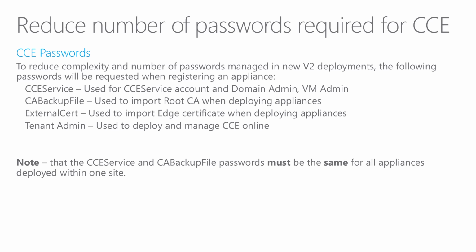We've reduced the number of passwords required for Cloud Connector in V2 to reduce the complexity and the number of passwords that need to be managed. In V2, the following passwords will be requested when registering an appliance: CCE Service, which is used for the CCE Service account and Domain Admin and VM Admin; the CA Backup file, which is used to import the root CA when deploying appliances; External Cert, which is used to import the Edge certificate when deploying appliances and must match the password set for your PFX file for your external certificate; and Tenant Admin, used to deploy and manage CCE online.